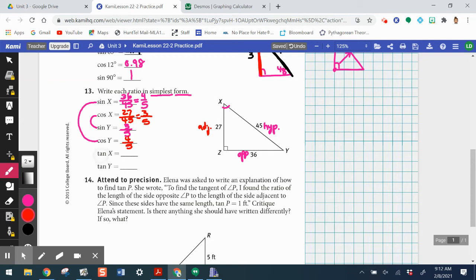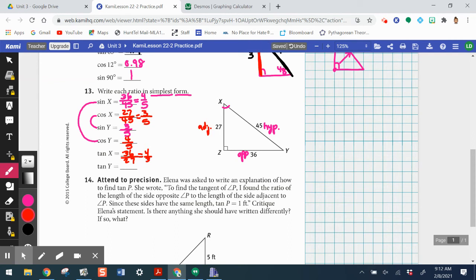Now we do need to take an opportunity to find what the tangent of x is, which, remember, that ratio is opposite side over adjacent. So opposite of angle x is line ZY, which is 36, compared to the adjacent side, which is 27. And just like it reduced up here, it's probably going to reduce the same way, both divisible by 9. So 36 divided by 9 is 4, 27 divided by 9 is 3. So the tangent of x equals 4/3.